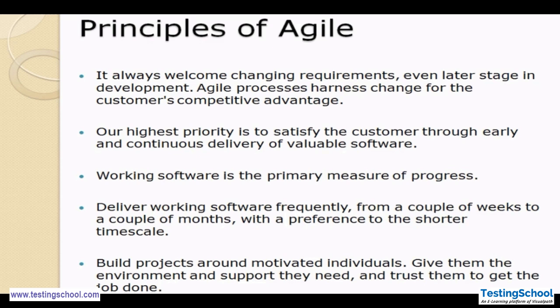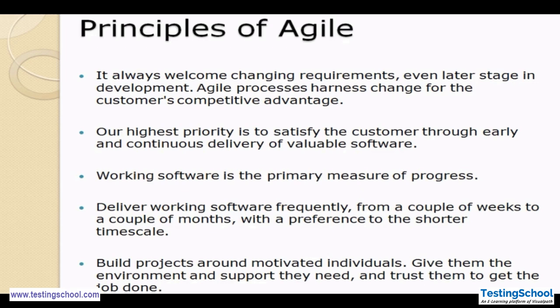Then, our highest priority is to satisfy the customer through early and continuous delivery of valuable software. The principle of agile says that our highest priority is to satisfy the customer, and they can be satisfied by the delivery of valuable software. If they are satisfied with the software, then it is the highest principle of this model.